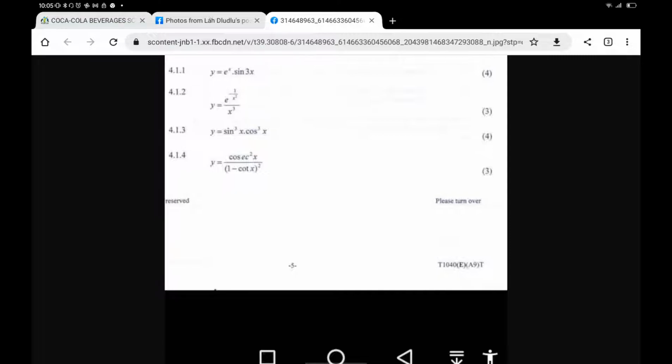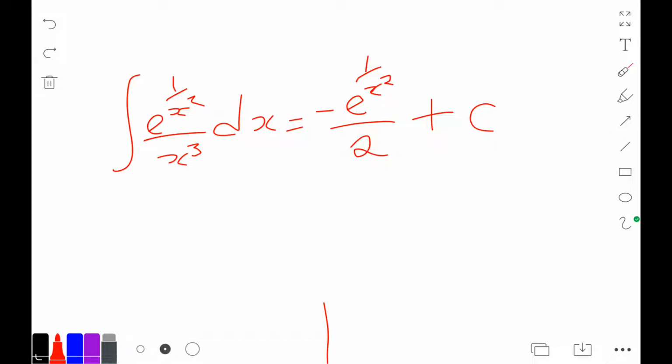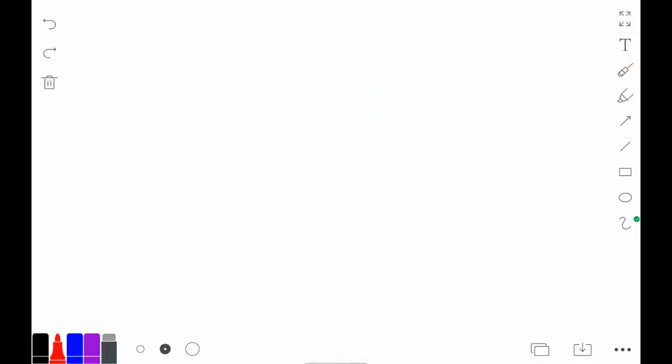Let's go to our board. What are we going to start with? It's very simple. Let me erase here. I'm going to change the pen, I want to write with black now. So now we have an integral.